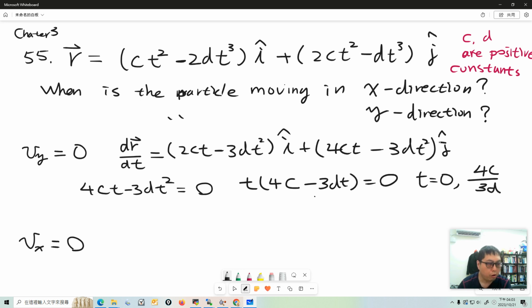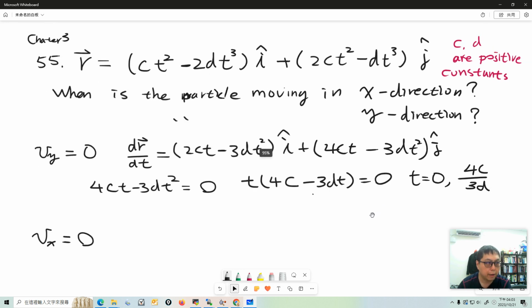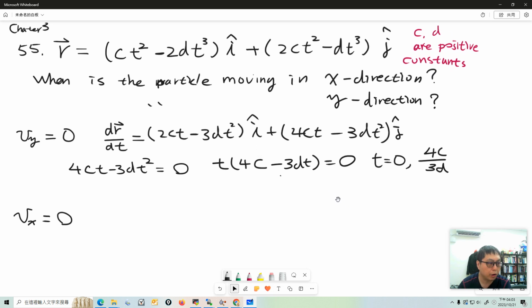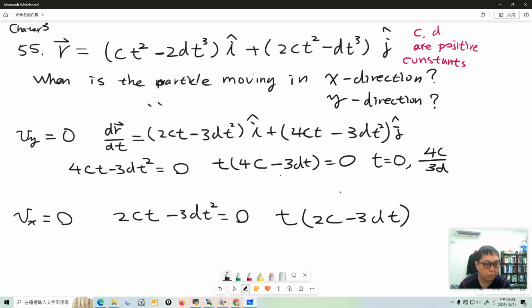We use the same concept for when the particle is moving in the y direction. The manual says this means the x component of velocity is 0. So 2ct minus 3dt squared is 0, so t times (2c minus 3dt). Did I do it right? The answer is t equal to 0 or 2c over 3d.